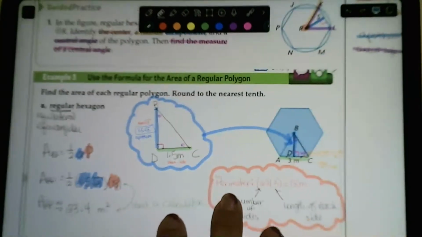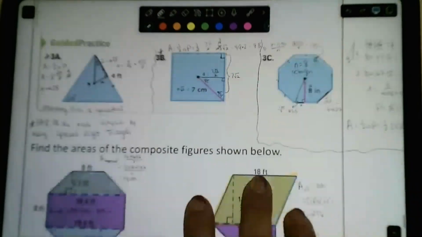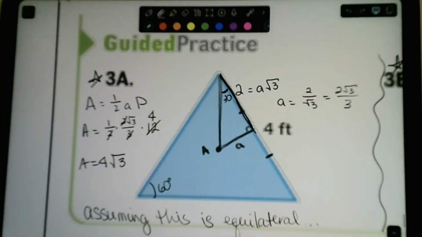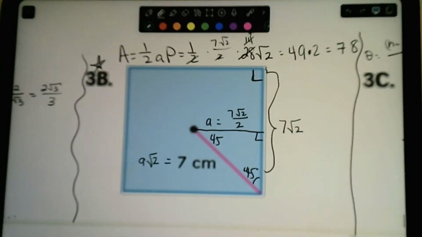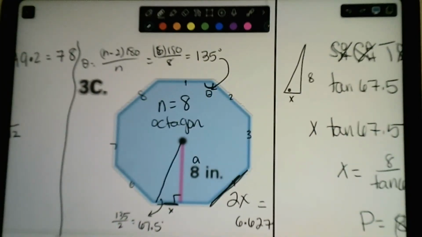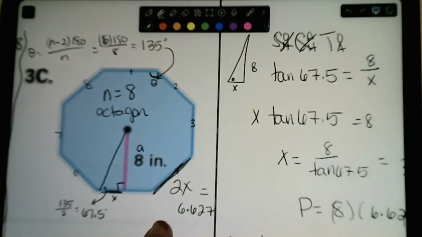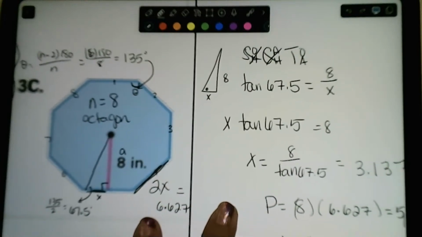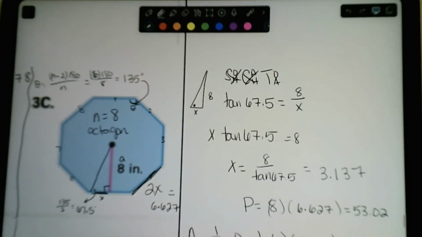All right. So that's how you would find the area of a regular polygon. And I can do that with any regular polygon. Here I did it with a triangle. I had to assume it was equilateral. And I did that with the square. And I did that with an octagon. With the octagon, I definitely had to use some trigonometry. So let me zoom out just a touch so that you can see all the crazy numbers that I put.